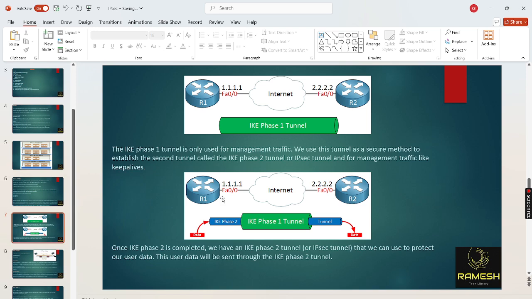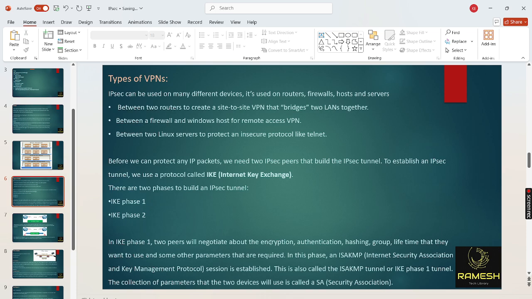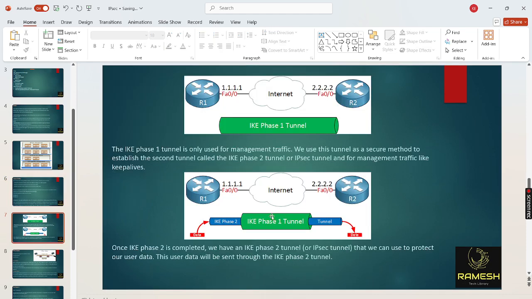Both phase one and phase two will use some parameters to come up. If you see here in phase one, we can negotiate the parameters. In phase two also, it will negotiate the parameters, same like encryption, authentication, hashing. There are some parameters, encryption, authentication, and there will be a protocol used in phase two. Both routers have to negotiate those parameters to bring phase two up. Once phase one and phase two come up, the data will flow through phase two.